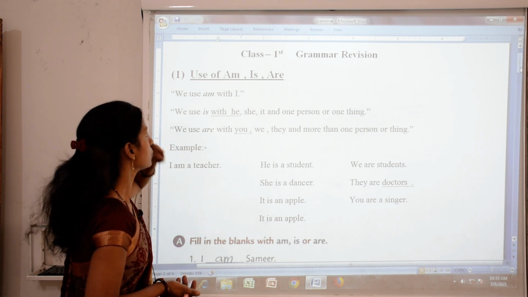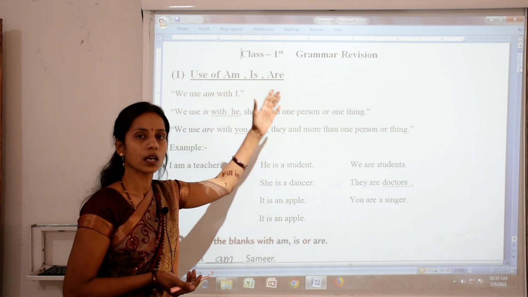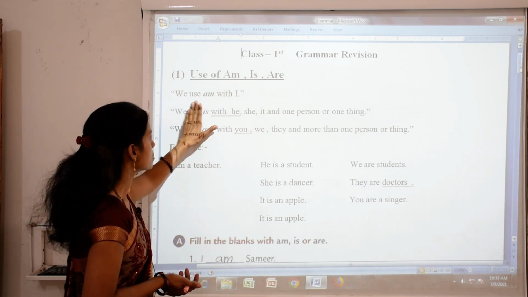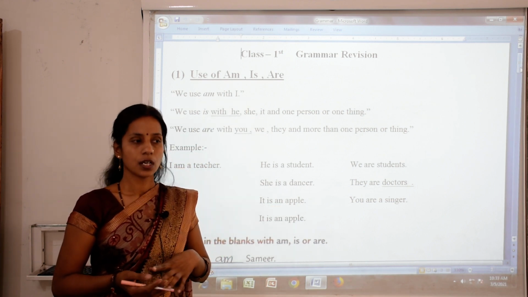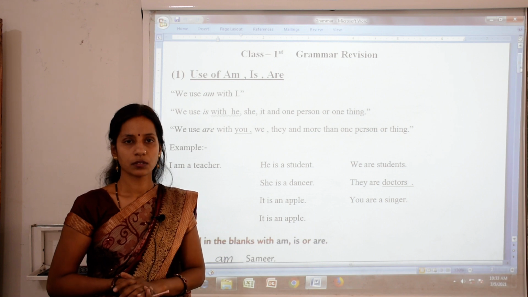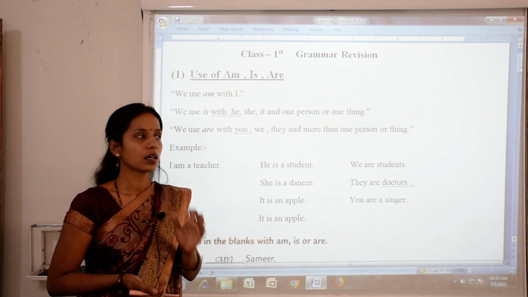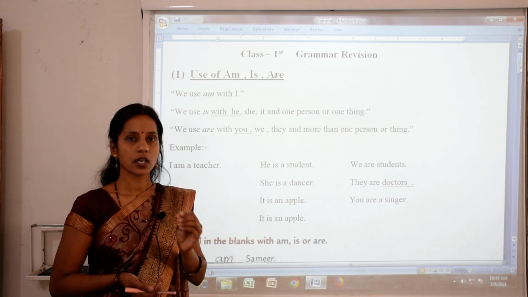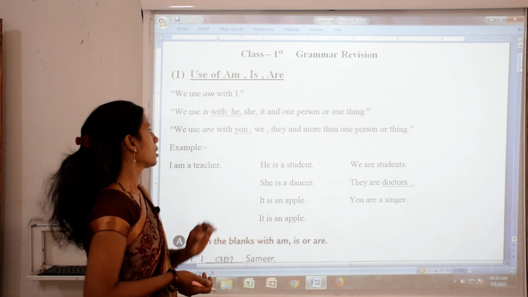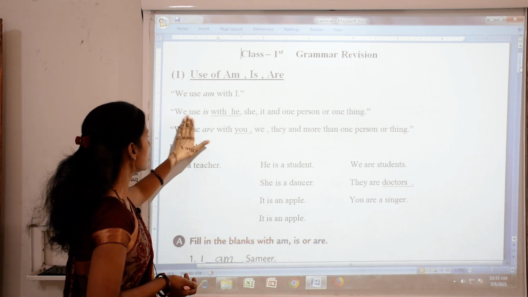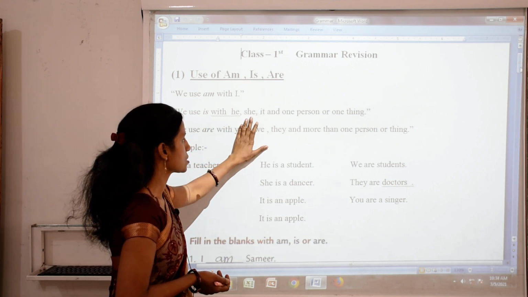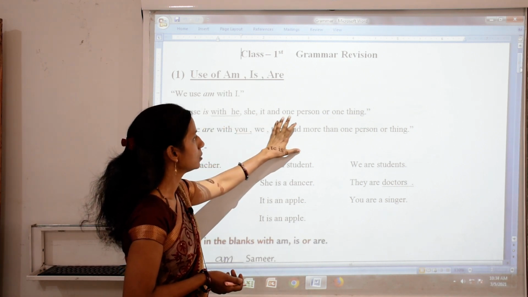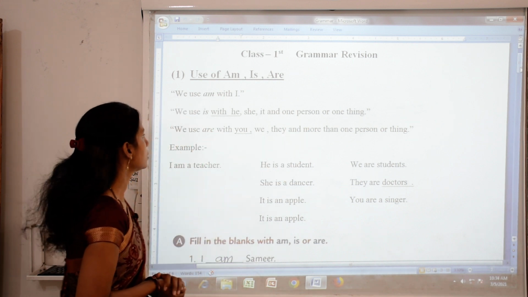We have already learned where we use am, is and are. We use am with I. When we talk about ourselves, like I am a teacher, we use am. I am a teacher in NCMS Jhabua, okay? And we use is with he, she, it and one person or one thing.